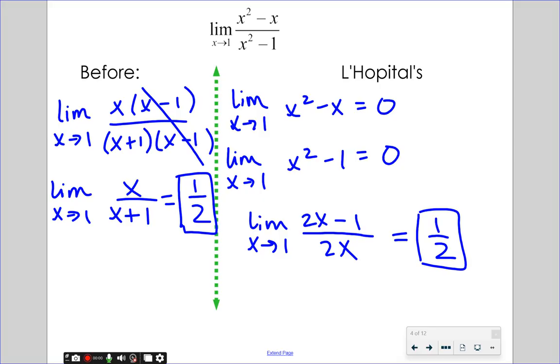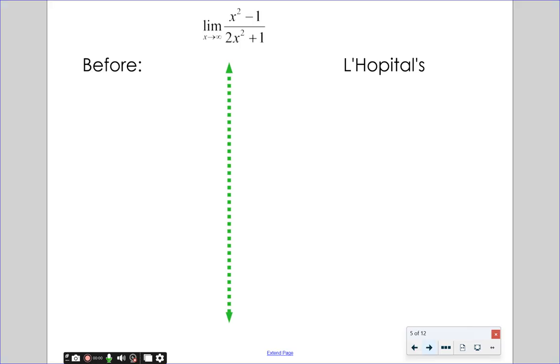Which one do you think was faster? I feel like they're almost the same. I don't know. If you're doing it in your head, 2x minus 1 over 2x, I think that part would be faster. This wasn't that bad, but writing that part out is a little bit annoying. So it's up to you, whichever way you want. Okay, here, let's try another one.